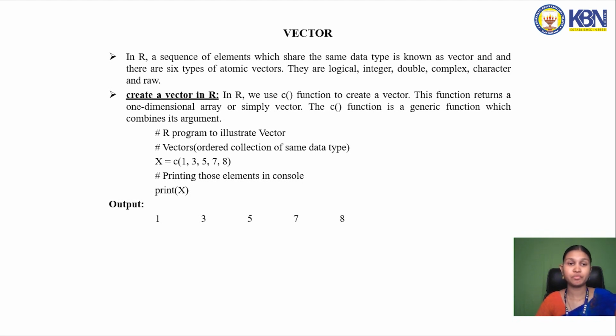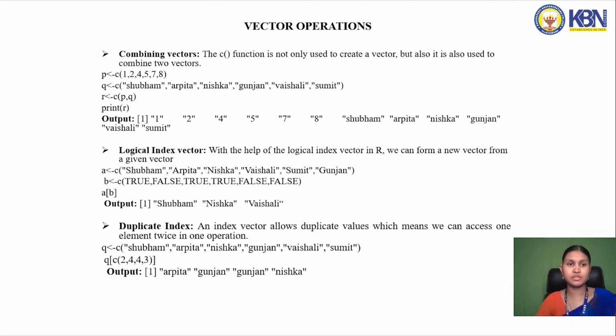Next, let us see x. Here I am taking the values, and print x means whatever values I take will be printed. It is similar to a one-dimensional array. Next, vector operations. Combining vectors can also be called merging vectors or concatenating vectors, meaning you combine two variables' values. Let us see, I have taken p variable and q variable. In p I mention integer values, and in q I mention string values. And I combine these values.